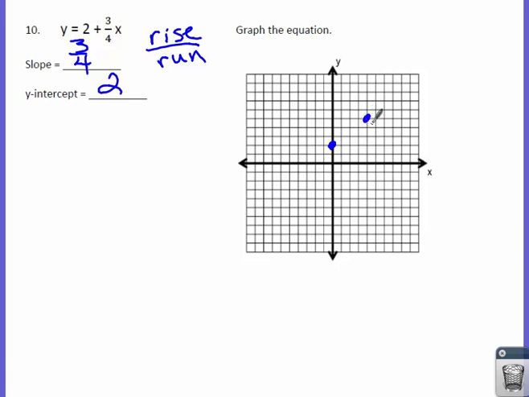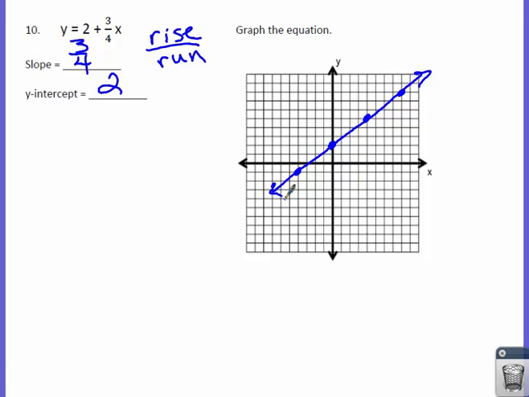Now you must have at least 3 points. Now you can even go backwards. Instead of a rise, I go 1, 2, 3, I fall, and then I run the opposite direction. 1, 2, 3, 4, and you'll be on the same line. Now to finish this one out, we play connect the dots, continue it out both sides, and place the arrows. And that's how you're going to pass this test.